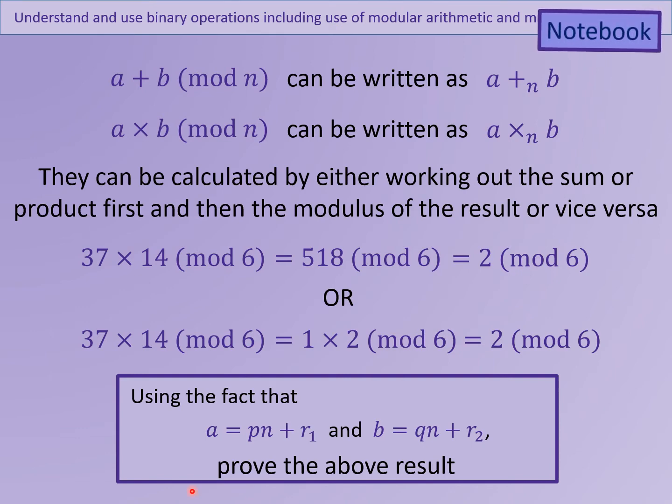This fact tells us that if we're working mod n, then a number a can be written as some integer multiplied by n plus a remainder. So r1 there, that is the number a when reduced mod n. b can similarly be written as a different multiple of n plus another remainder. So in this case, r2 is the number b when reduced mod n. We're going to use this notation to prove the result that the sum and the product can either be done before or after reducing mod n.